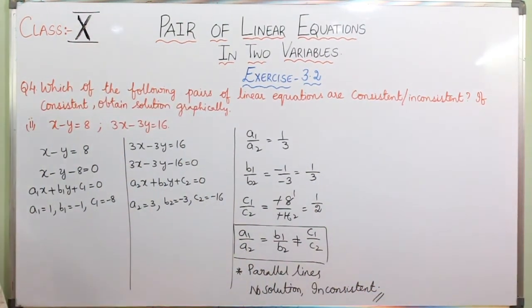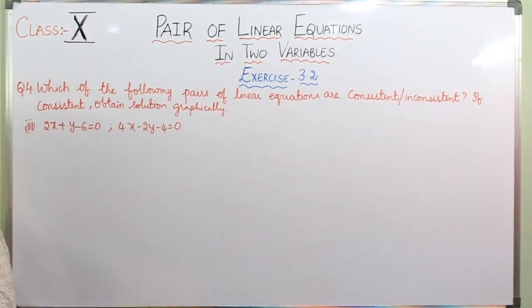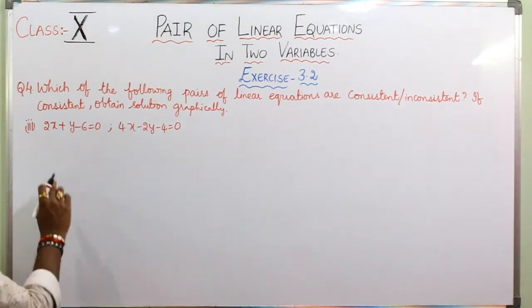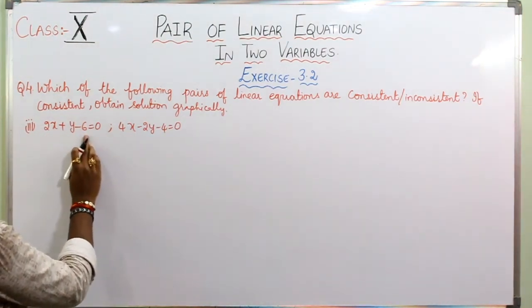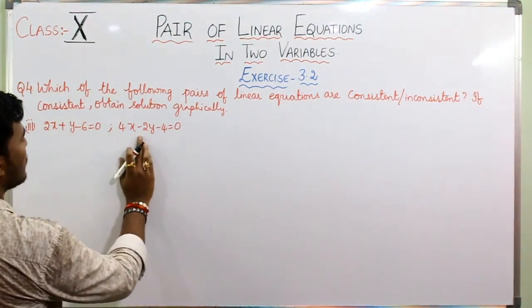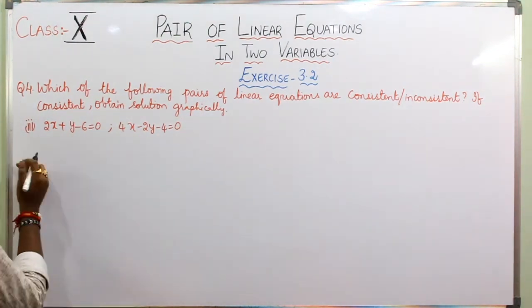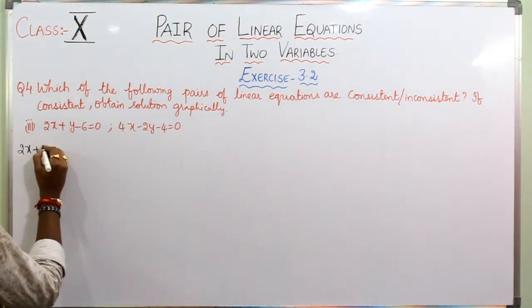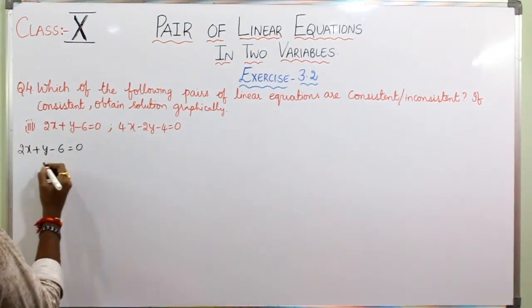Therefore we will not have any graphical solution. Now the next problem, that is the third one. The equations are 2x plus y minus 6 is equal to 0, 4x minus 2y minus 4 is equal to 0. So now consider 2x plus y minus 6 equals 0.